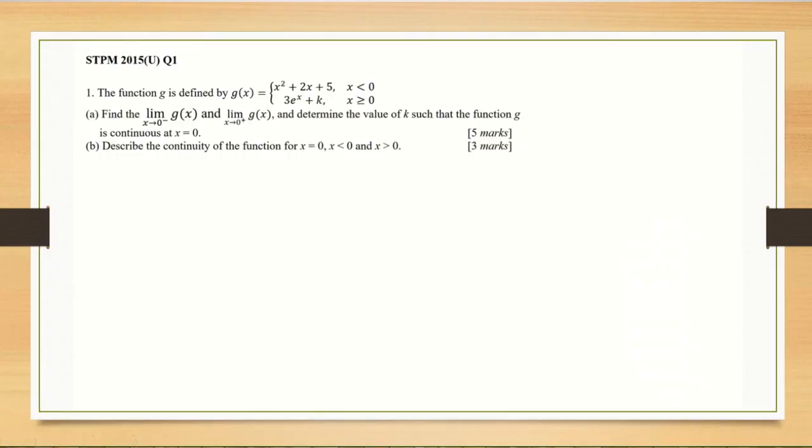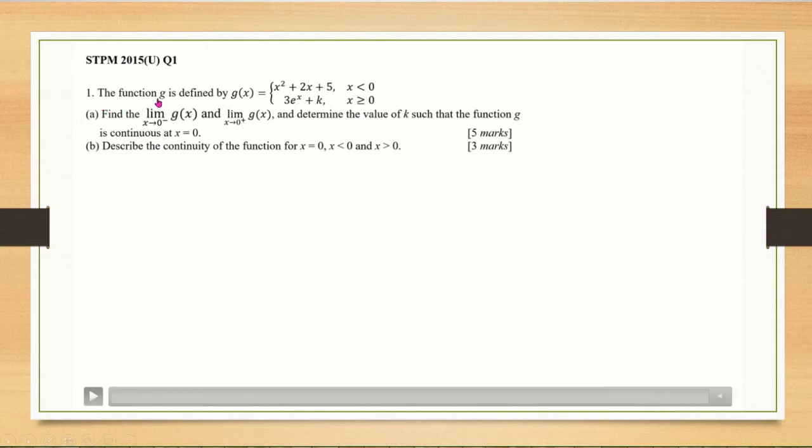Now let's try this question. In this question, you are given the function g. Then you are asked to find the left hand limit and right hand limit of function g as x approaches 0. Then determine the value of k such that the function g is continuous at x equals 0. So first, we try to find the left hand limit.